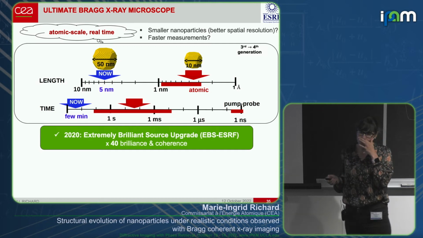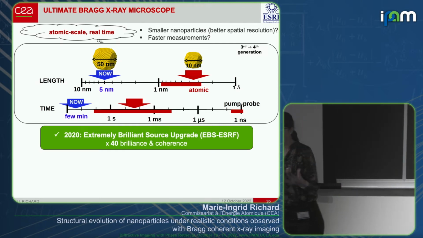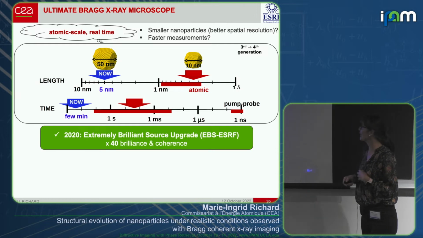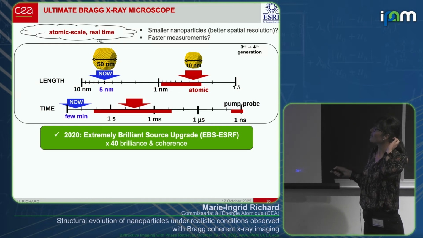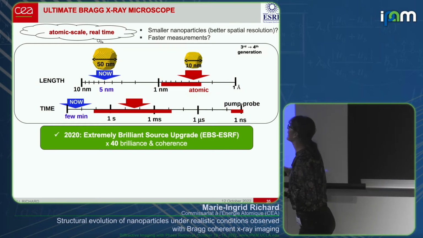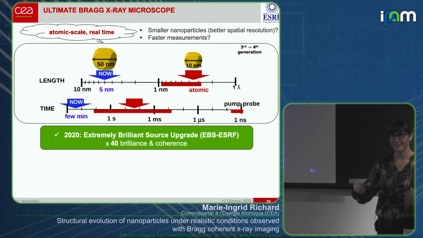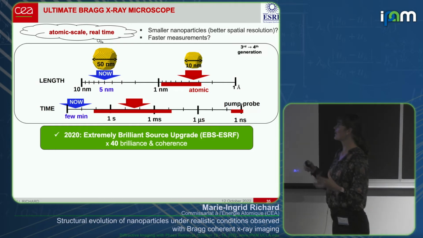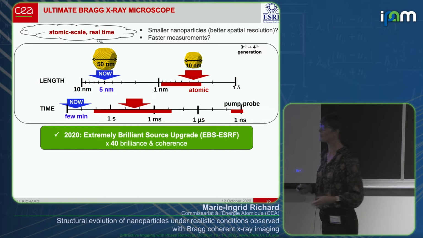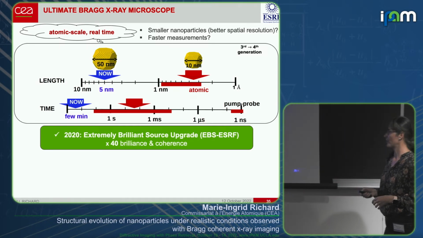So now, it's a dream of everyone here, or at least in our field, to get the ultimate Bragg X-ray microscope. So it's to go to atomic scale and real time. We measure large particles with a size of at least 100 nanometers, but in catalysis, it's more like 10 nanometers. So we want to measure smaller particles and to do faster measurements.